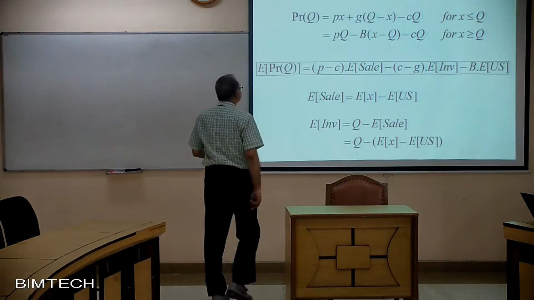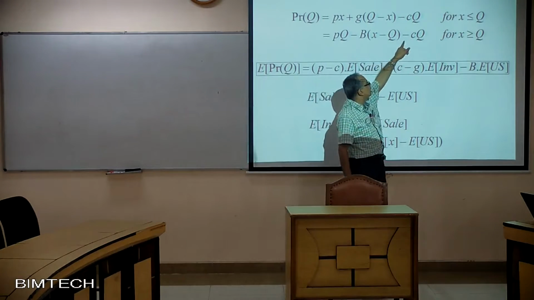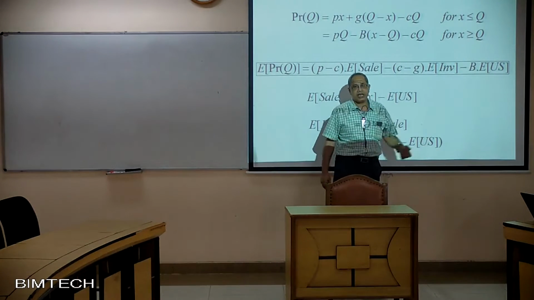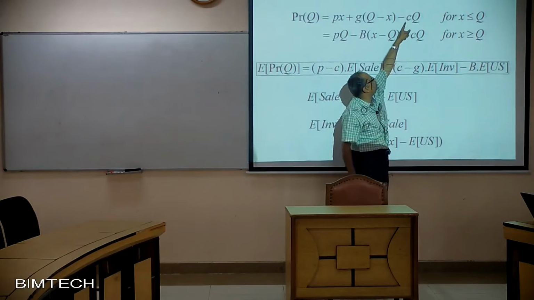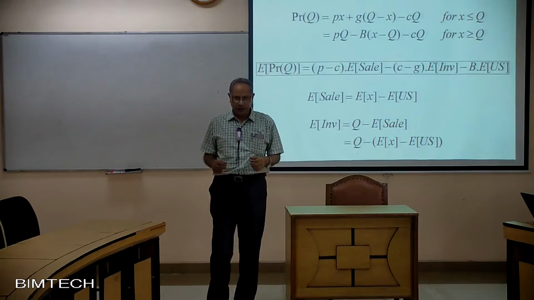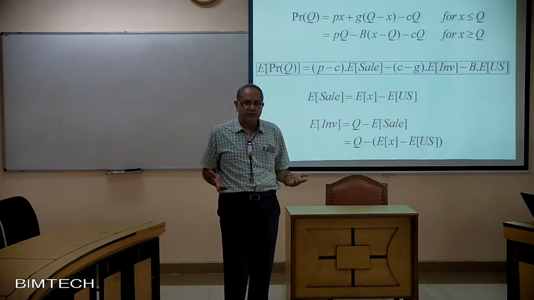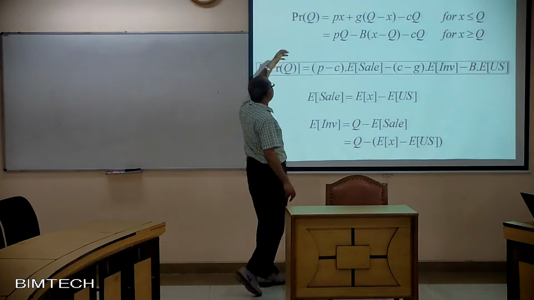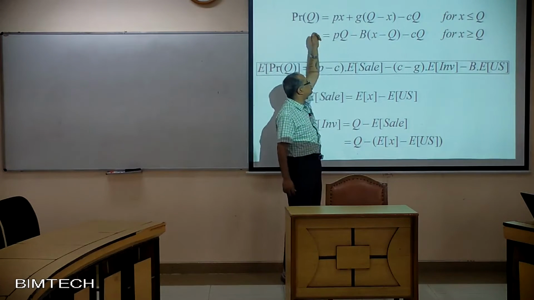And then of course we have the purchase cost or the production cost, which is C times capital Q. Now C times capital Q is common to both, because that is the total cost we incur in any case. Okay. Good. So therefore we have got two possible profit functions.